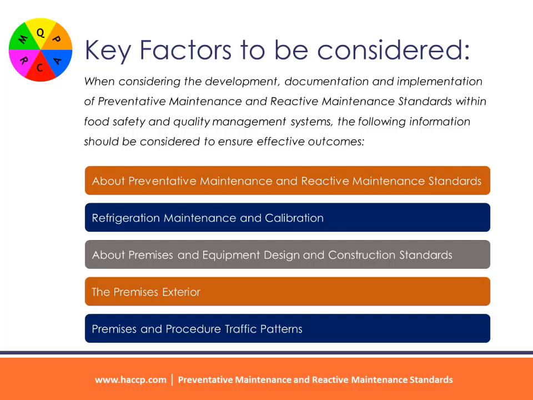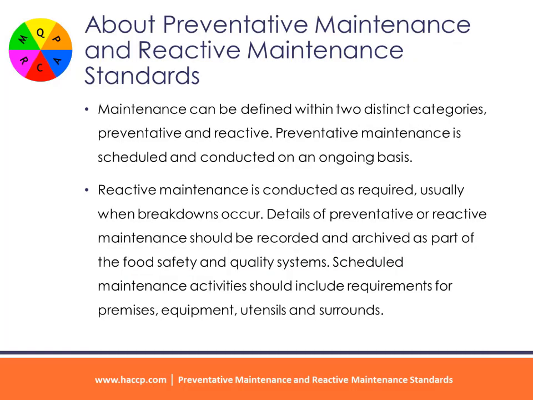Preventative maintenance and reactive maintenance standards development. When considering the development, documentation and implementation of preventative maintenance and reactive maintenance standards within food safety and quality management systems, the following information should be considered to ensure effective outcomes. About preventative maintenance and reactive maintenance standards. Refrigeration maintenance and calibration. About premises and equipment design and construction standards. The premises exterior, premises and procedure traffic patterns.